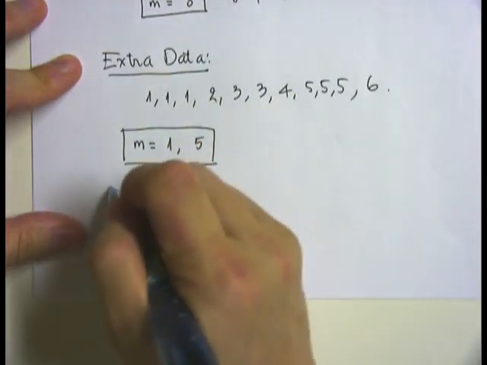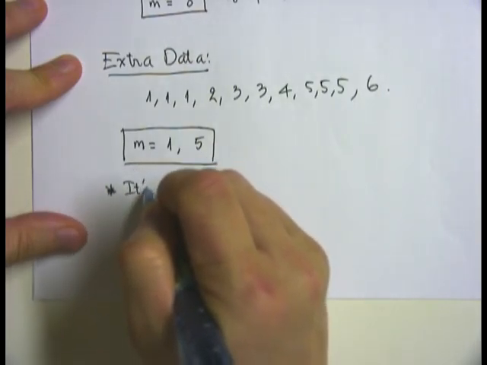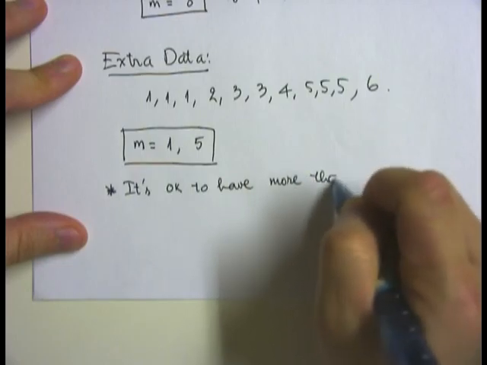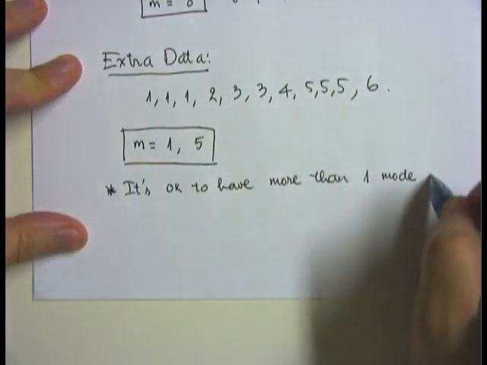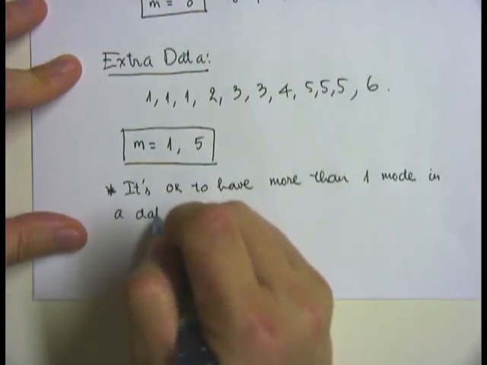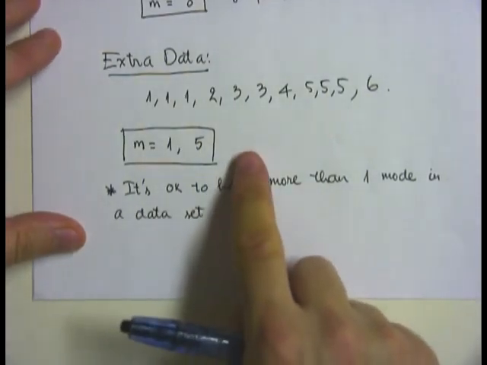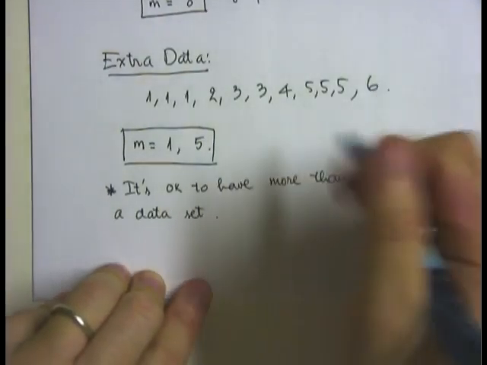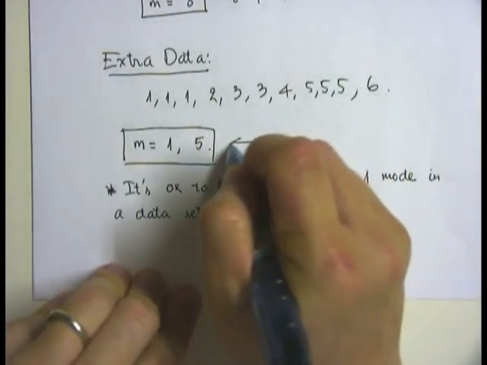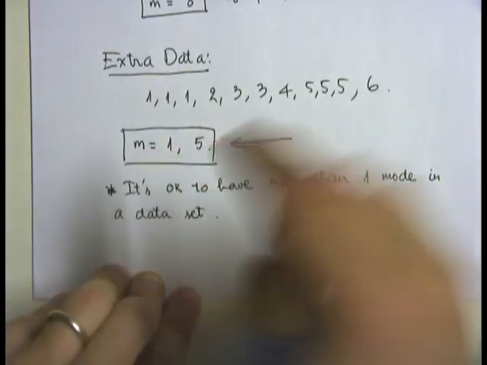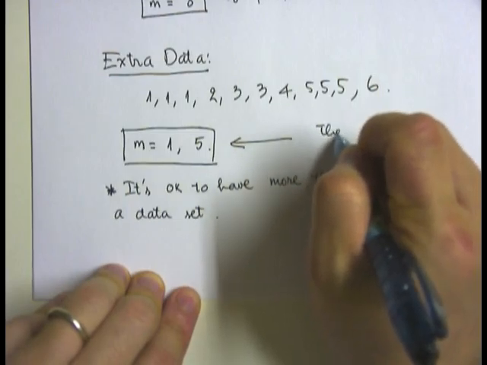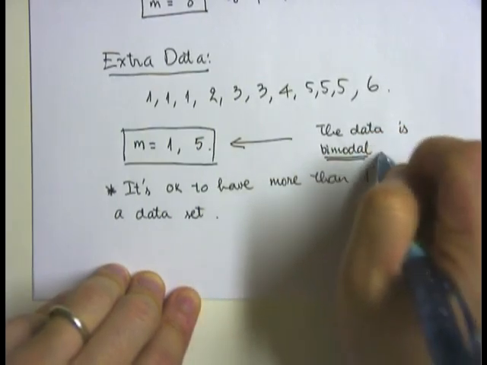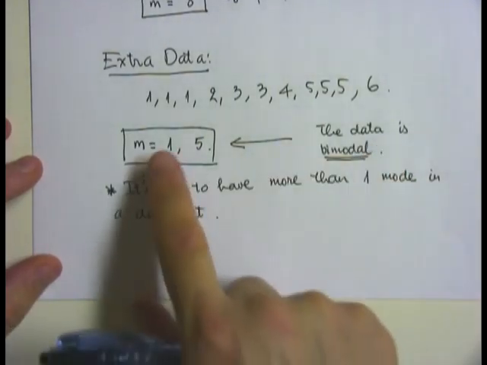A quick remark: it's okay to have more than one mode in a data set, and this is a clear example showing that. Specifically, when you have a data set that has two modes like this, we call the data set bimodal. Here is a new terminology for you to learn. Bimodal is the type of data set that contains two modes.